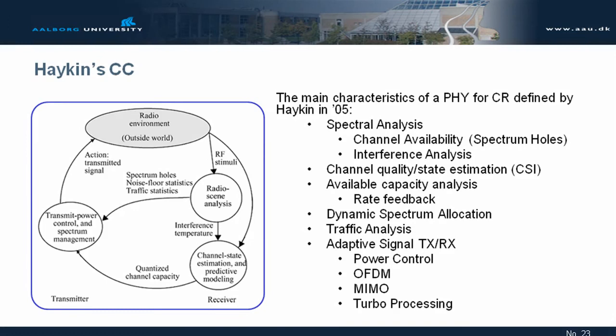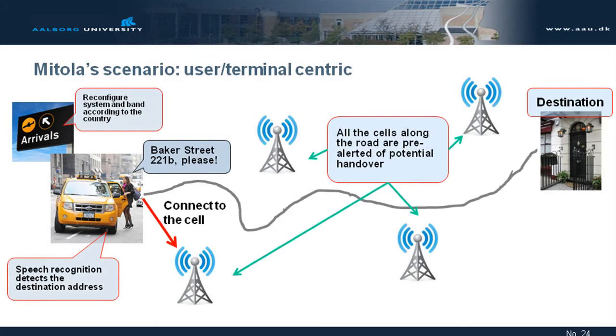Going into scenarios, something practical, that's the middle scenario I was trying to tell you about. So we have some guy that arrives in a kind of airport, and according to the country, the radio, okay, we have this country, over the air I download the proper software and reconfigure to be able to connect. And then the guy jumps in a taxi and gives the address, and speech recognition detects the destination address, computes all the routes and maps and so on, and it starts informing all the cells along the path of the taxi that there will be a handover, in order to optimize the connection until the destination address. That was Mitola's vision.